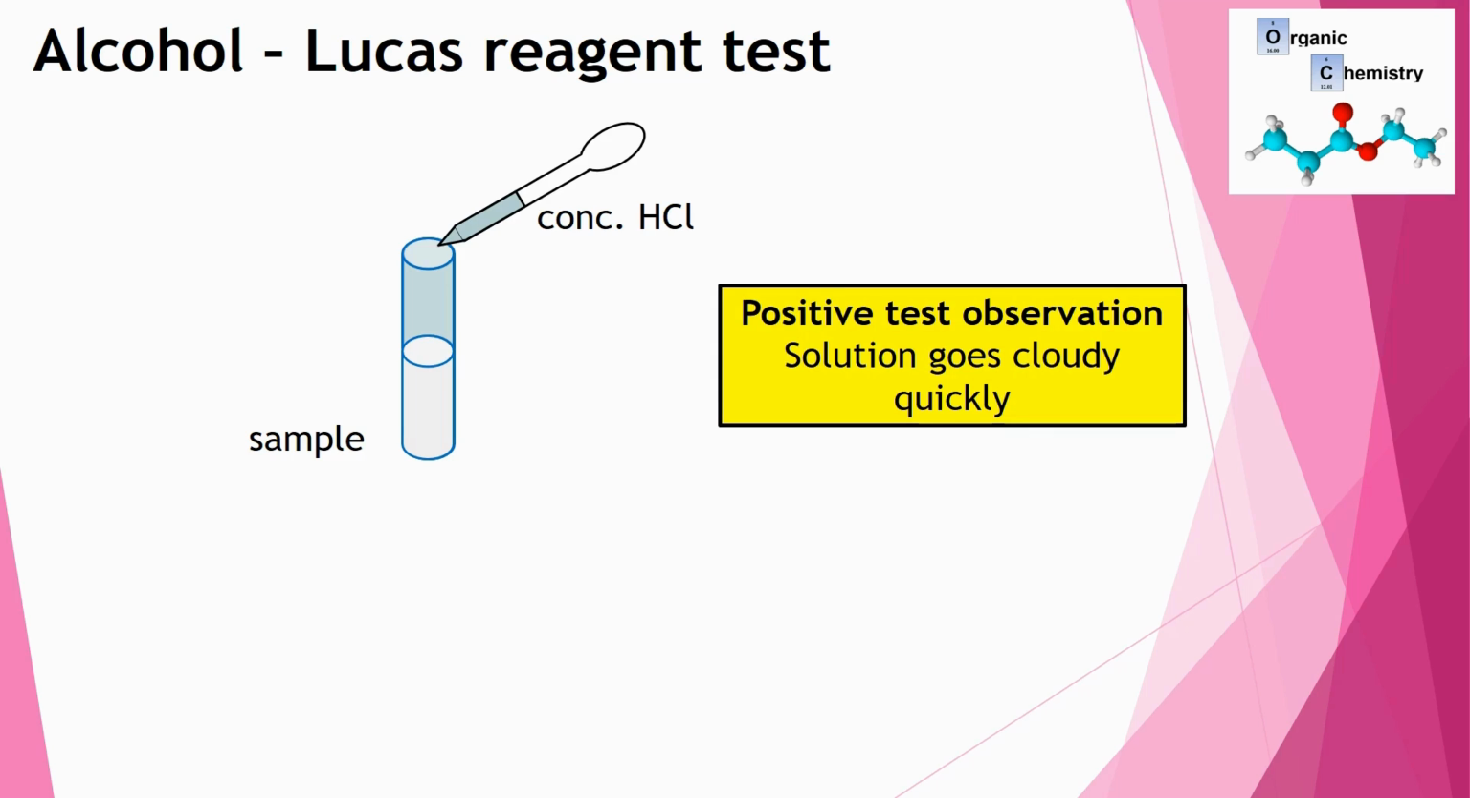We have it goes cloudy quickly. If it goes cloudy quickly, this is a positive test for a tertiary alcohol. So this is the only reagent that we have that will definitively tell us that we have a tertiary alcohol, and it's very useful because we add it and it goes cloudy straight away, and secondary and primary alcohols do not go cloudy straight away, so it's pretty obvious.